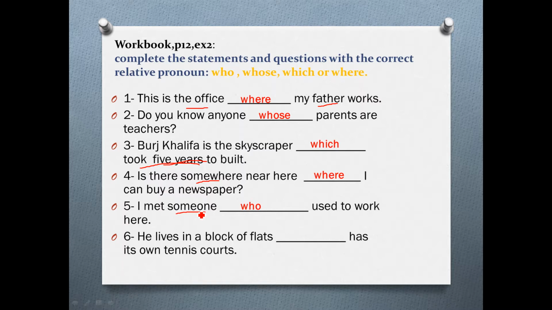Last one, he lives in a block of flats blank has its own tennis courts. هو يعيش في حي من الشقق التي تملك ملاعب التنس الخاصة بها. Again, I'm not talking about a place itself. أنا ما بحكي عن المكان بحد ذاته، ولكن أتكلم عن الأشياء التي موجودة في هذا المكان. Okay? So I'm gonna say which. فتصبح جملتي هو يعيش في حي من الشقق التي تمتلك ملاعب التنس الخاصة بها.